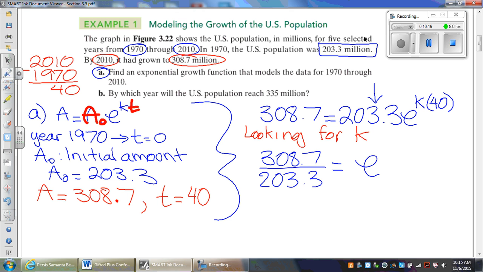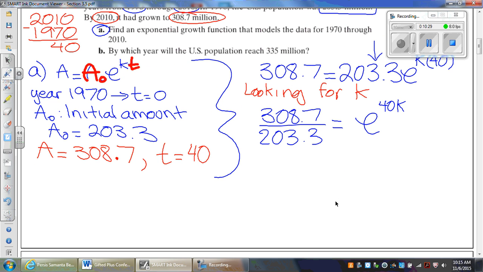Now we have e to the power, and instead of writing k times 40, I'm just going to write 40k. It is the same thing because multiplication is commutative. And now to solve for this one, we could go ahead and convert it to a logarithmic expression. Since it will be base e, we could say ln of this number. Actually, let me do it this way so you guys can visualize what's happening.